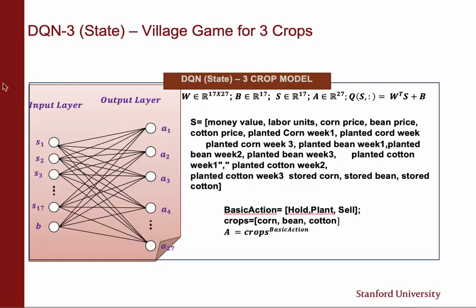And we know that DQN models are not constrained by the definition of the Q table. So we have developed DQN3 to play the game for three crops. This DQN3 is exactly the same as the DQN2 and learns its weights very quickly and produces good results. Thank you. I hand over this presentation to Rakesh.